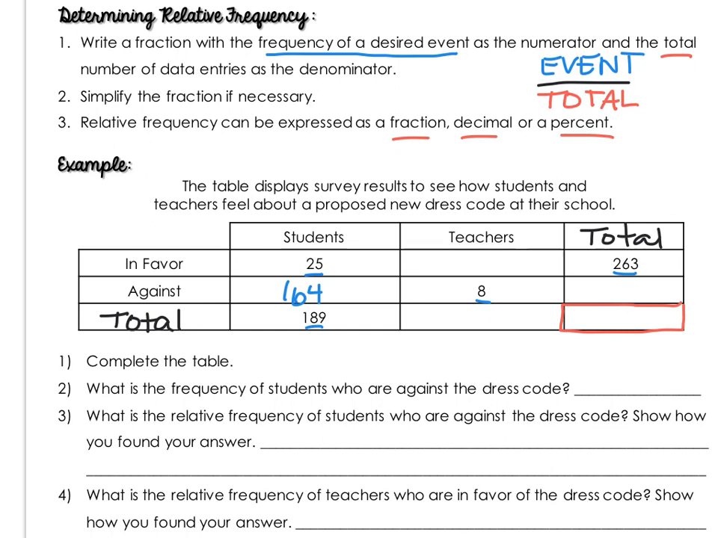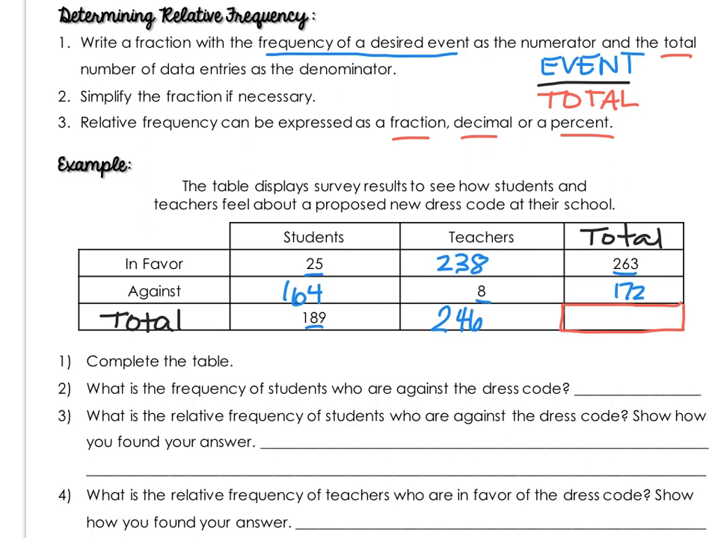Then I'm going to go to the in favor row next. So 263 are in favor. 25 of those are students. So using reasoning, I can do 263 total minus 25 students would leave me with 238 teachers. Then against, 164 students and 8 teachers are against. So in total, 172 are against. Then teachers total, down here I have 238 in favor and 8 against. So in total, that is 246.